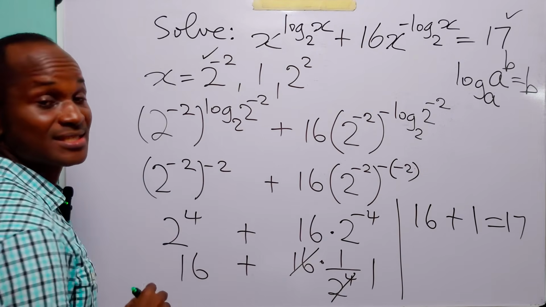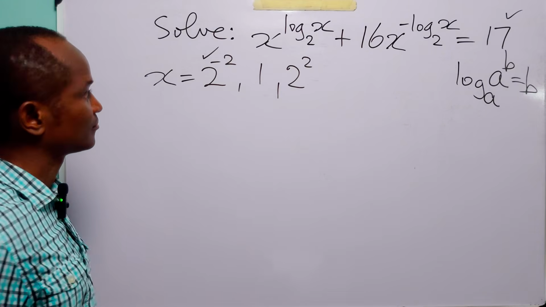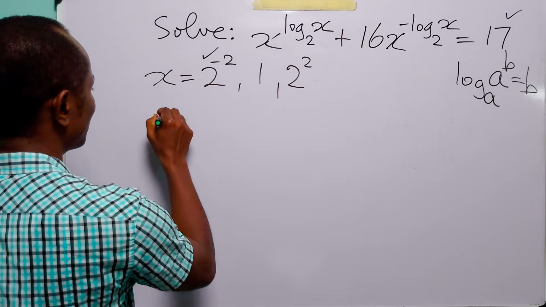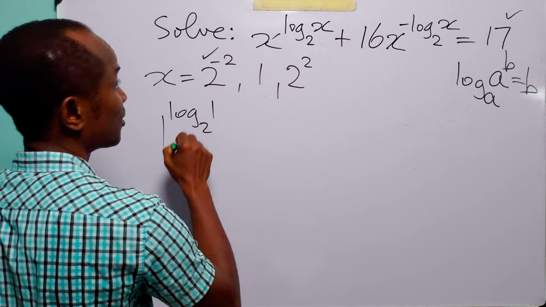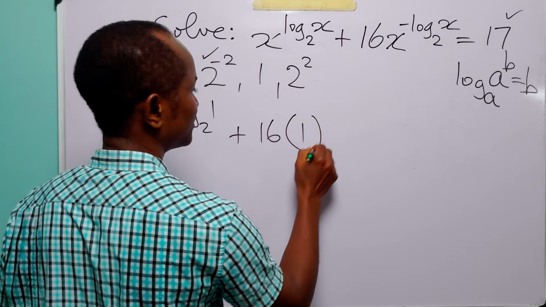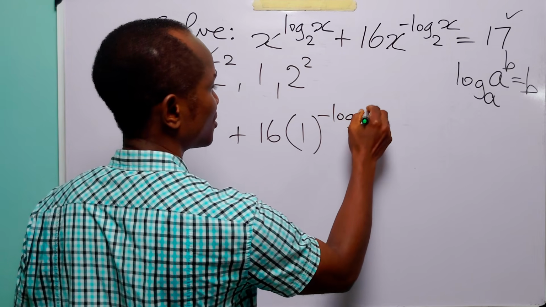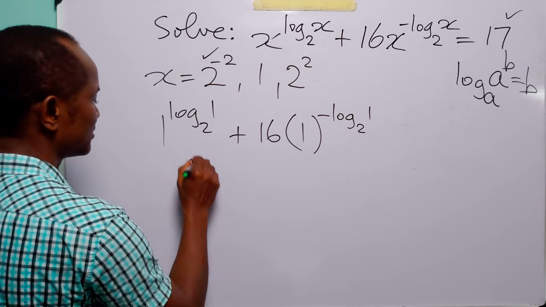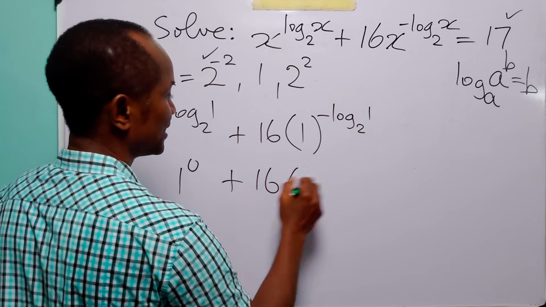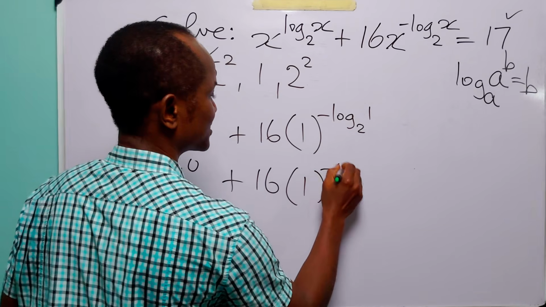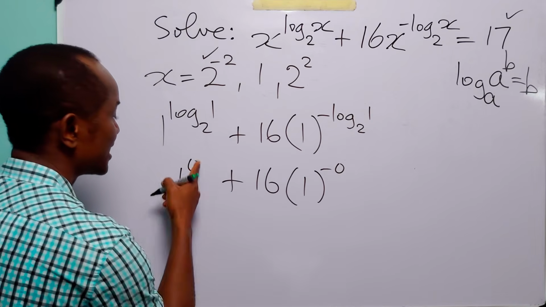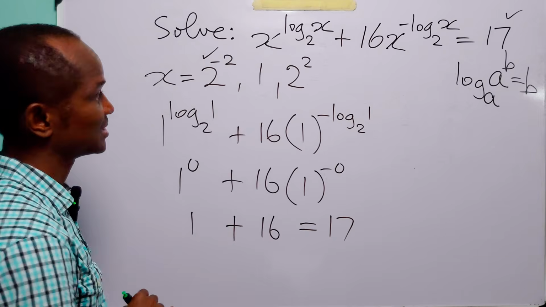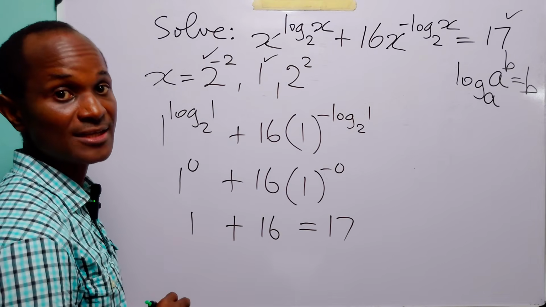So this value of x satisfies the exponential equation. In the next case, we have x equal to 1. Substituting 1 for x in this equation, we have 1 to the power log to base 2 of 1, plus 16 times 1 to the power minus log to base 2 of 1. Now, of course, you know that log to base 2 of 1 is equal to 0. So we have 1 to the power 0 plus 16 into 1 to the power minus 0. And anything to the power 0 is 1. We have 1 plus 16, and this is equal to 17. So this value of x also satisfies the exponential equation.